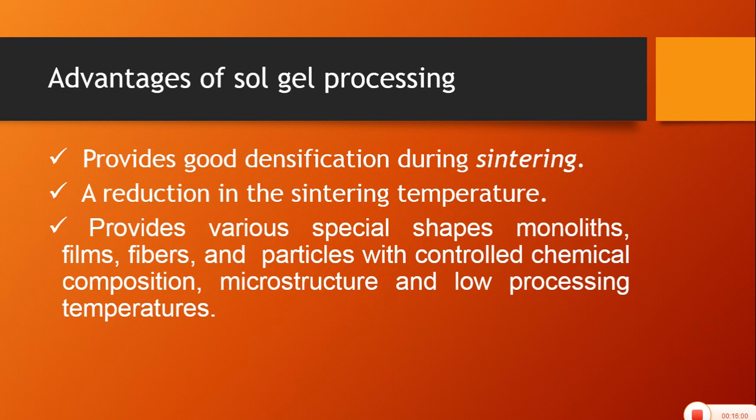The second advantage: it provides substantial benefits, such as various special shapes we can obtain directly from the gel method, that are the monolithics, films, fibers, and particles with controlled chemical composition, microstructure, and low processing temperature. So these were the three advantages we get from sol gel processing. First is a good densified material. Second, the sintering temperature is very low as compared to the traditional processing routes. And third, various shapes can be obtained.